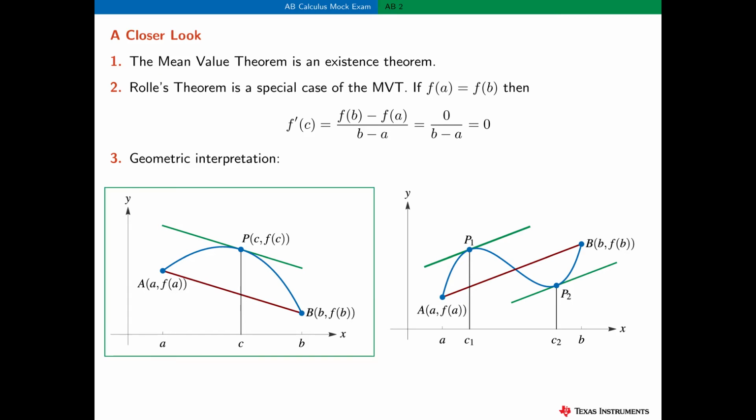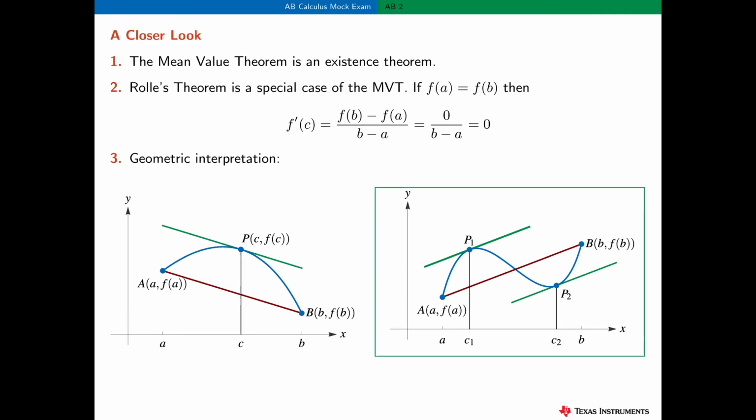And here are two graphs to illustrate a geometric interpretation of the mean value theorem. In this graph, the slope of the tangent line to the graph of f at the point P is the same as the slope of the secant line AB. And in this graph, there are two tangent lines to the graph of f at P sub 1 and P sub 2 that are parallel to, or have the same slope as, the secant line AB. The mean value theorem guarantees the existence of at least one value c, but indeed there could be more than one as long as the conditions of the theorem are met.